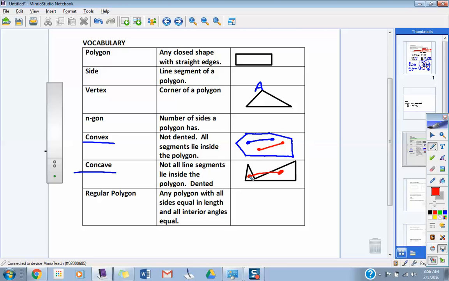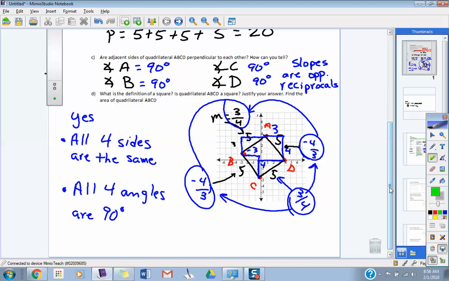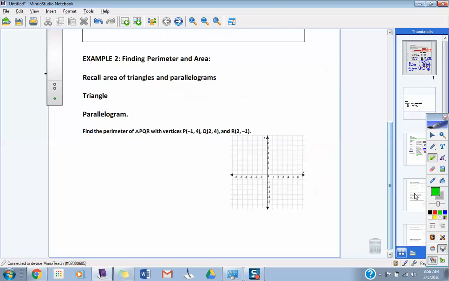And then the last one, a regular polygon. A regular polygon is any polygon with all sides equal in length and all interior angles equal. All angles on the interior are going to be the same. So right back here, guys, this square, were all sides the same? Were all angles equal? So is that a regular polygon? Yes, it is. Okay. All right, let's jump into the next page 3.